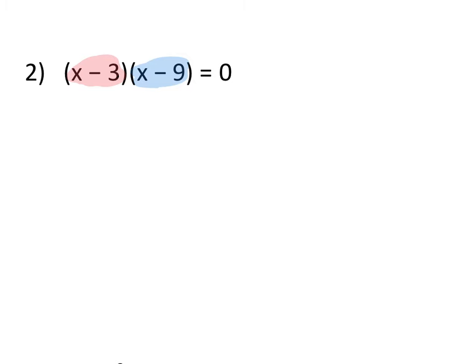Krista, help me out. How did you break these apart? Perfect. X minus 3 is 0 and x minus 9 equals 0. Great. And now we go to solve these. The first one, how do I move that 3 over? Add it. Okay, we got to use inverse operations.